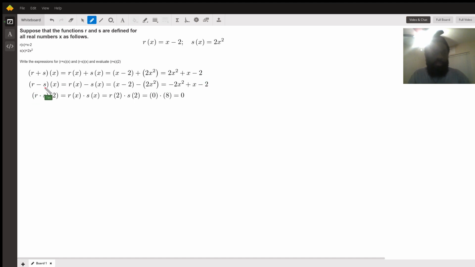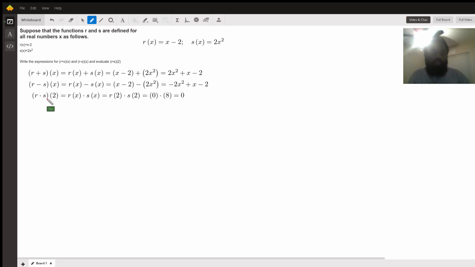Now let's do R minus S. R minus S of X equals R of X minus S of X. So, the function R, x minus 2, minus 2x squared. So, negative 2x squared plus x minus 2. You see that?